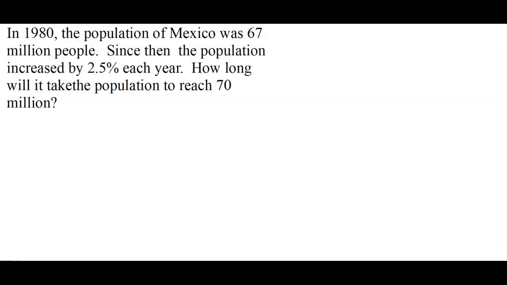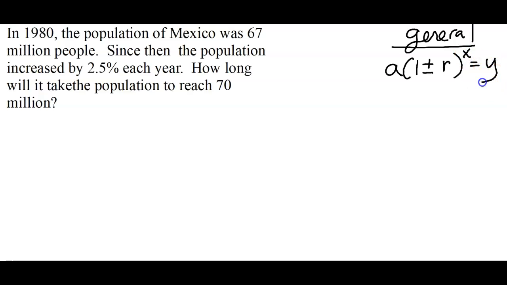Oop, I've lost my palette, just a moment. So do we just have to solve all of these? Here's the general one. You have your starting amount. If it's increasing, it's plus. If it's decreasing, it's negative. R is your rate at which it's increasing. That's your growth rate. Remember that stuff from back in the last chapter, hopefully? That's your general exponential function formula.